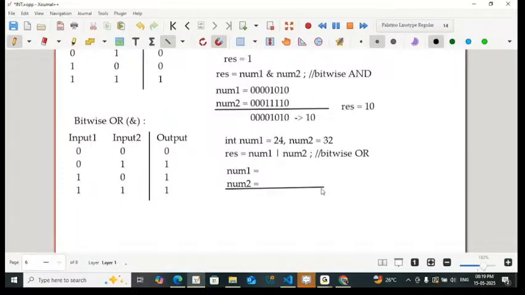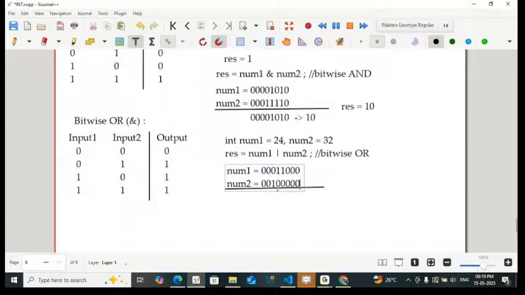Okay. So now num1 represented in binary is 0, 0, 24. So it is 16 plus 8. So this is 24 in binary. Then num2 is 32. So 0, 0, 1, 0, 0, 0, 0, 0 is 32.